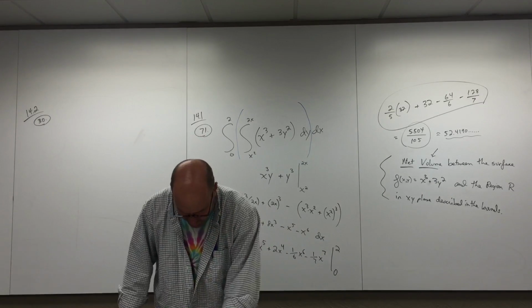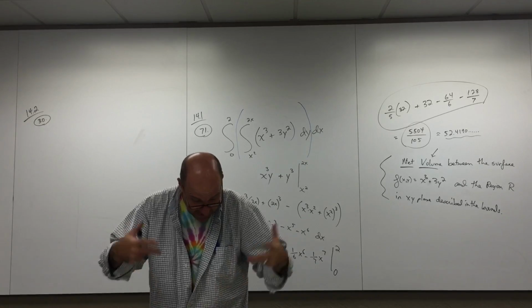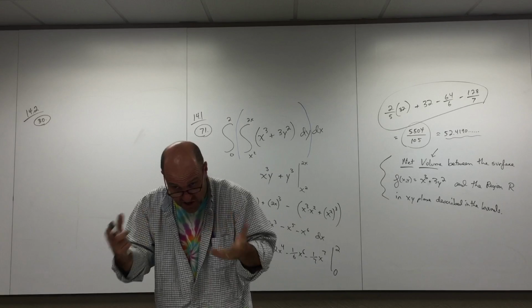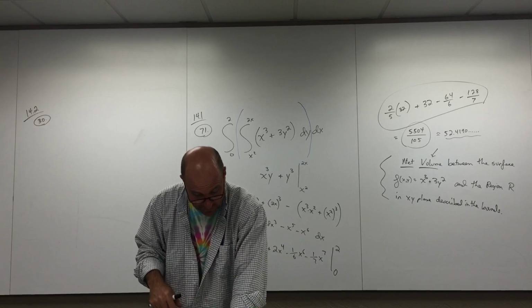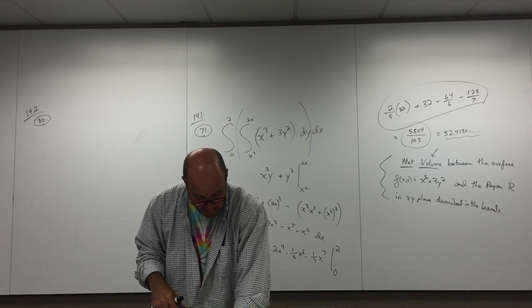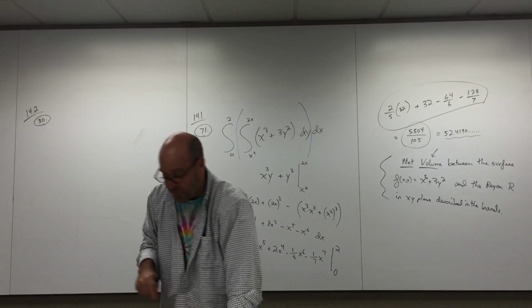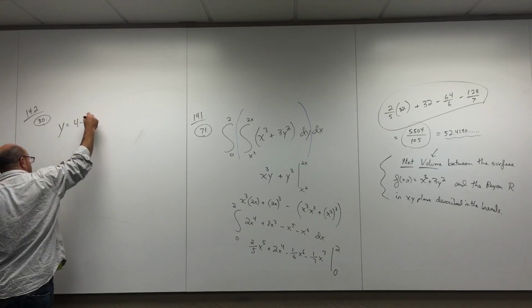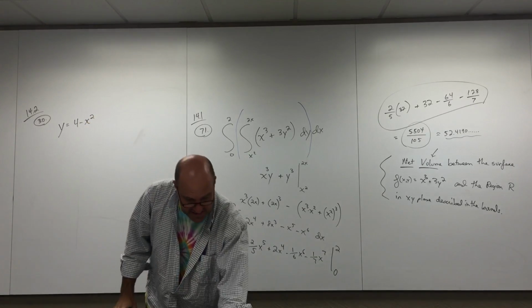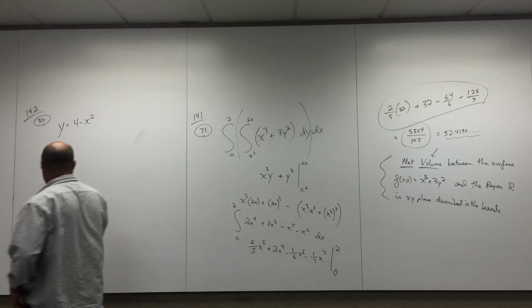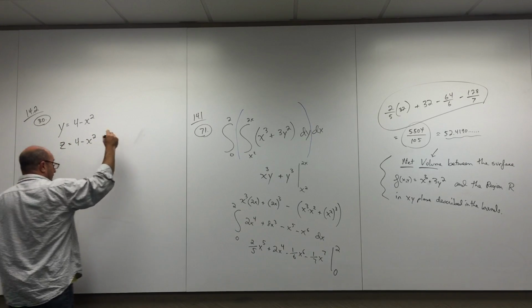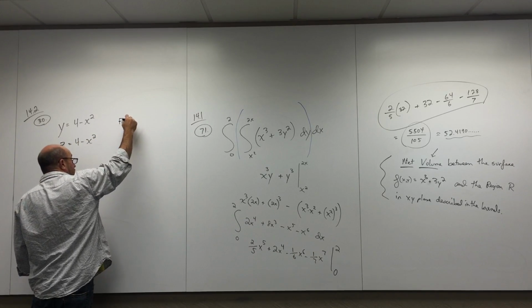14.2 says, number 30, set up and evaluate a double integral to find the volume of the solid. The volume of the solid, that's the appropriate language, bounded by these graphs. So in number 30, I've got y equals 4 minus x squared, and I've got z equals 4 minus x squared. And I also got the little statement that I'm in the first octant.